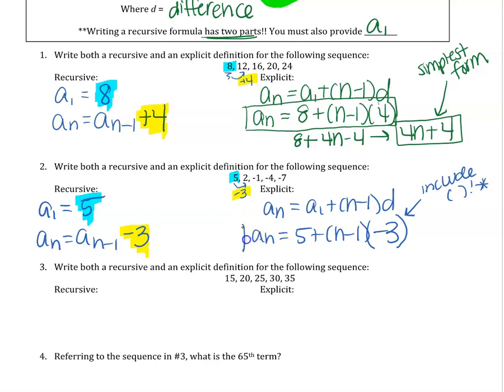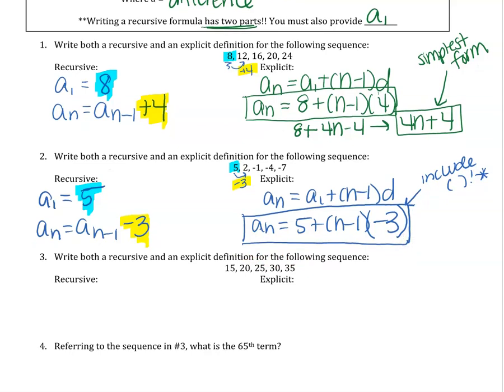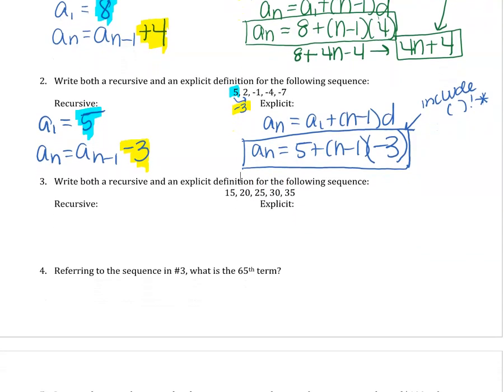Now, I'm not going to simplify that one for this guy. You can if you want. I'm just going to leave that as my final answer. All right, let's move on to our third guy. Oops, I meant to write a sub 1. A sub 1 equals, a sub n equals a sub n minus 1.